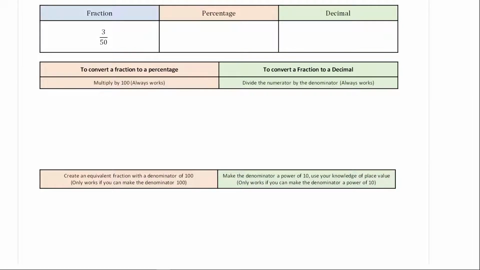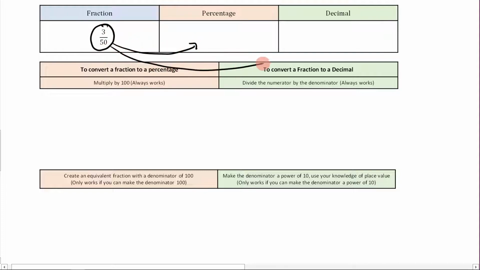All right, we're now going to work through this example here. We're starting with the fraction 3 on 50, and we need to turn it into a percentage, and we need to turn it into a decimal. If you're feeling comfortable with this, you might like to give this a crack yourself, and then just flick through the video and make sure you got the correct answers. All right, let's now work through it.